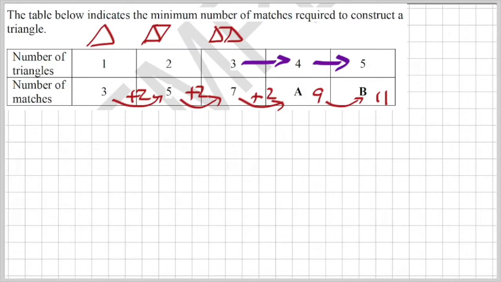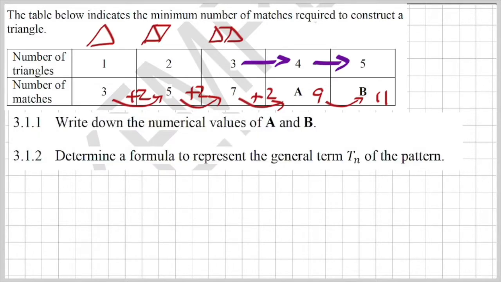So next up, ladies and gents, I'm going to look at what the question asks. The question is asking me, first of all, to write down the numerical values of A and B, which represent the number of matches for a specific number of triangles. So if I look at A, the value for A is 9, and for B, it's 11. Please be careful that they don't catch you out using the number of triangles. Then write down a formula that represents the general term of the pattern.